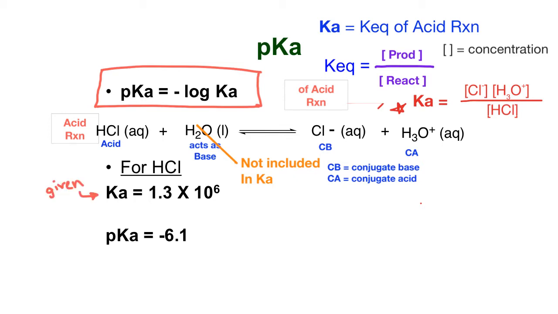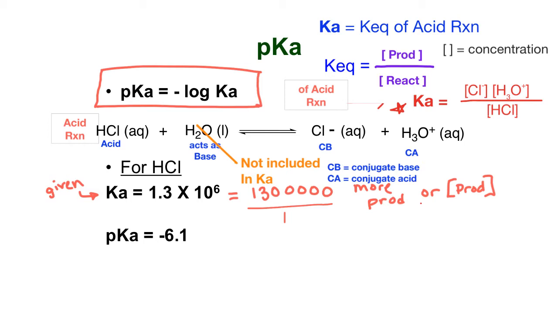This number is 1.3 times 10 to the 6th. That's a really big number. That says that because the Ka is so much bigger than 1, there are far, far more products than there are reactants. Because remember, Ka is just Keq, which is products over reactants. So because that's the case, we know HCl is a very strong acid.